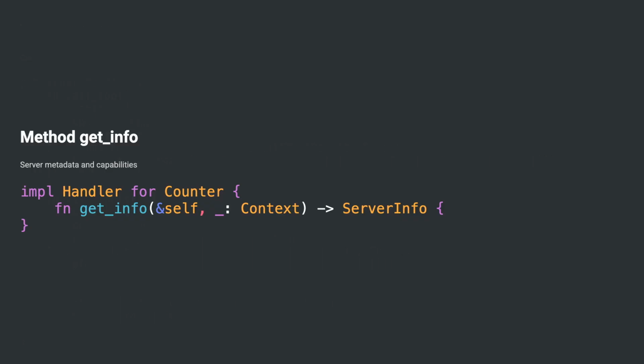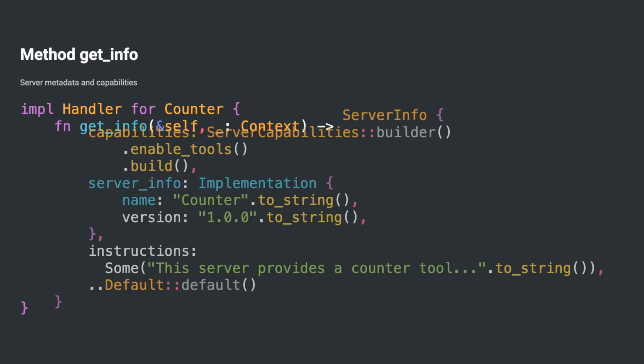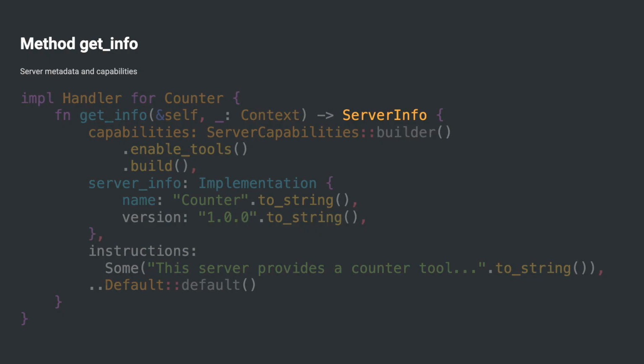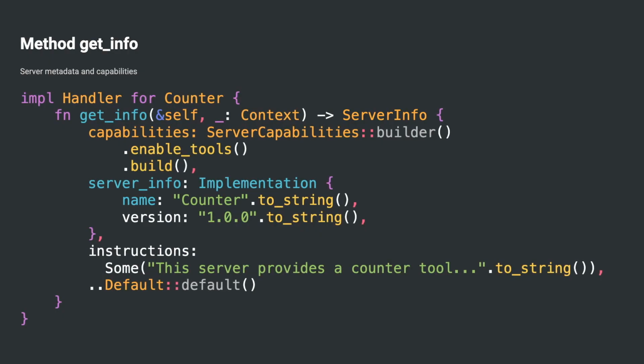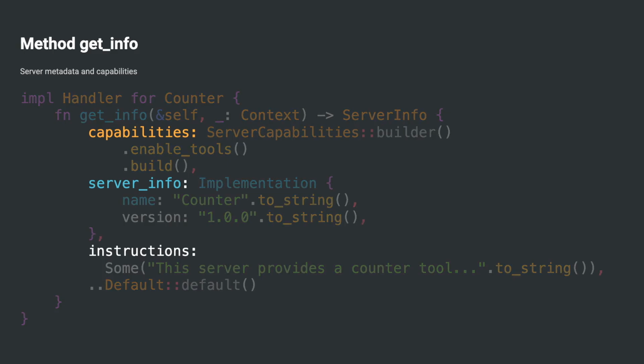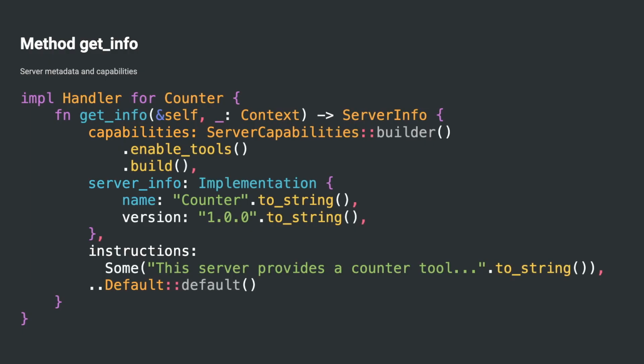Now let's implement the getInfo method for our counter example. This method is where we define MCP server metadata. AI agents will prefetch this information before interacting with the MCP server. We return a server info object that contains several key components that help AI agents understand our server's metadata. The server info field provides basic metadata. We also include instructions, a human-readable description of what our server does. This helps AI agents understand the purpose and functionality of our tools.